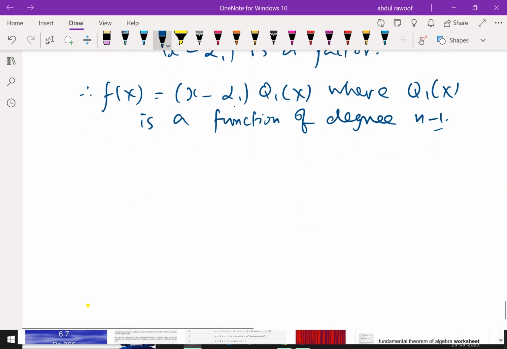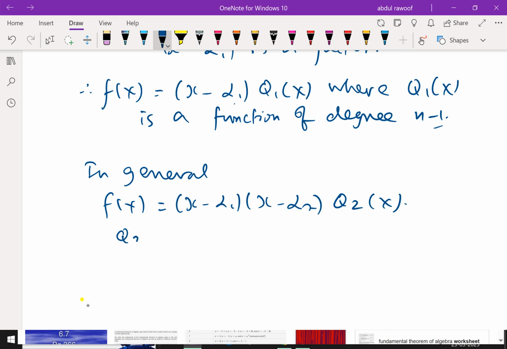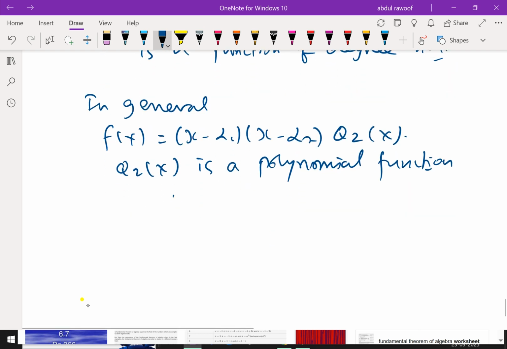In general, we can write f of x equal to x minus alpha 1, x minus alpha 2 and q2 of x, where q2 of x is a polynomial function of degree n minus 2. Why? Because two factors already, which are x minus alpha 1 and x minus alpha 2, are multiplied with q2 of x. Therefore, q2 of x has degree n minus 2.